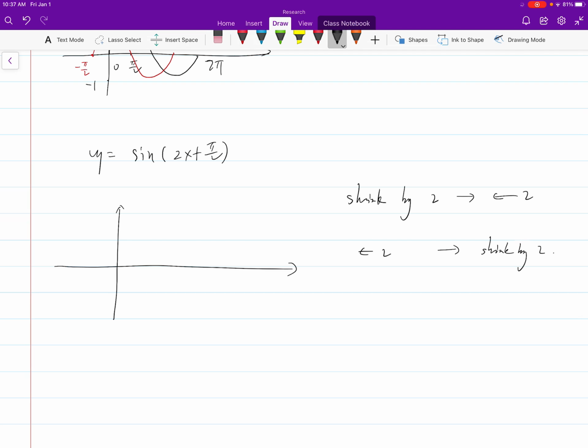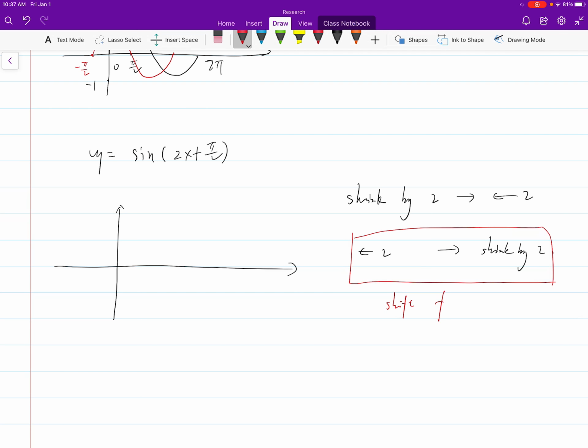Or do you want to shift to the left by 2 and then shrink it? These two actually give you different answers. As far as you remember, from function transformation, you have something like y equals f(ax plus b). Really, you need to do things in a certain order. So there are two ways of doing it.